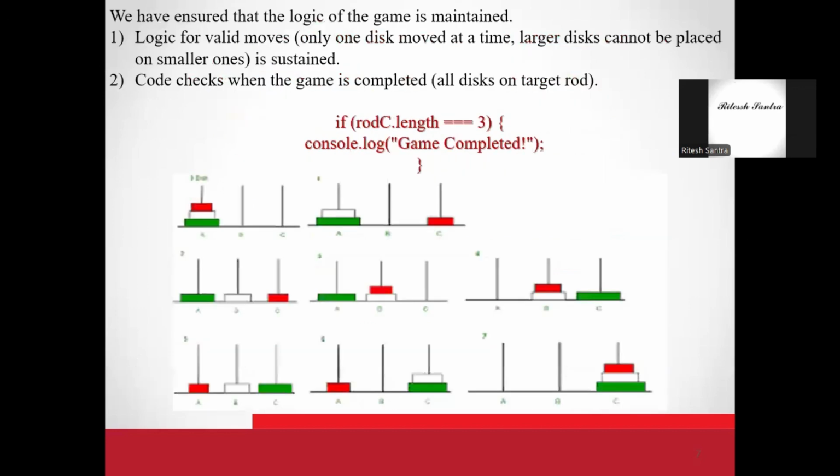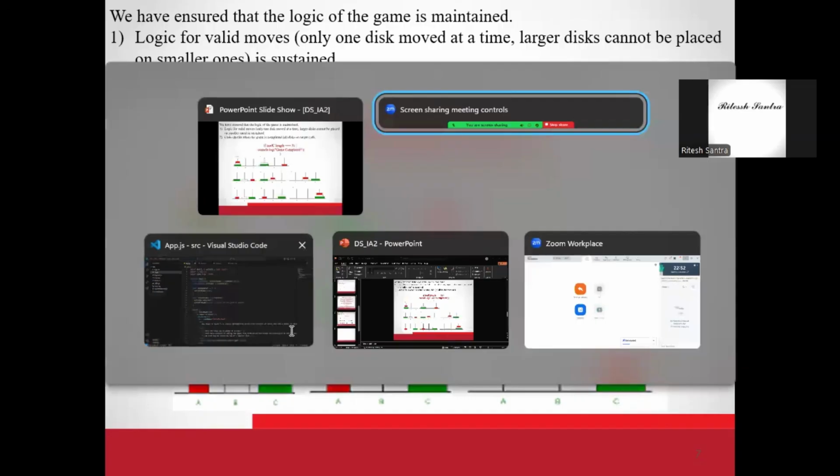Next, we have also mentioned how the logic of the game is maintained, the logic for where a disk moves. Then the code checks whether the game is completed, with all disks on the target rod. This is the if condition where we check rod C dot length equal to 3, which means that the three disks are present on rod C, and in the proper order. This is just a photo of the game, taken from GeeksforGeeks, and I will now show you the code.